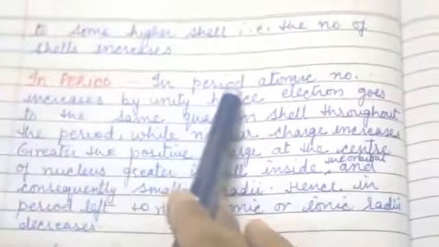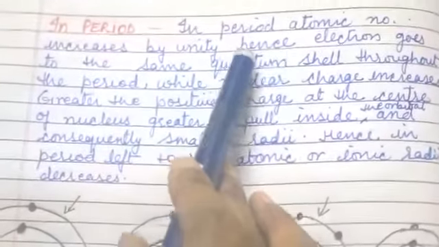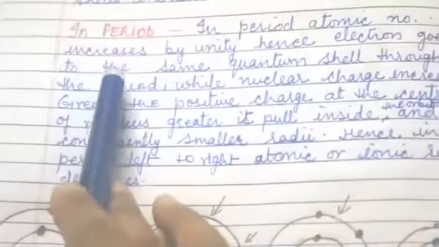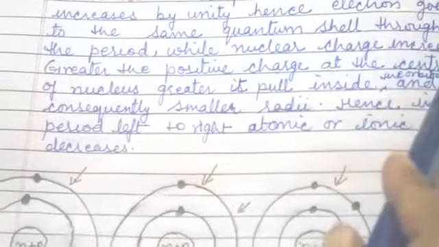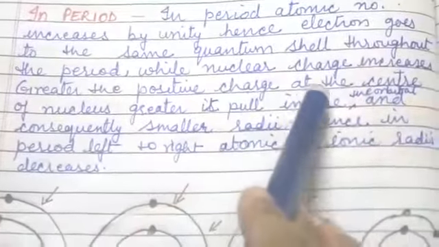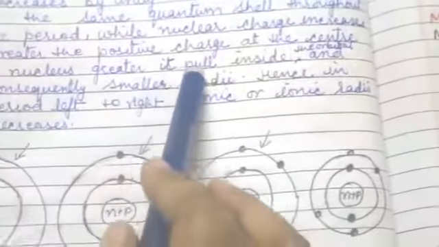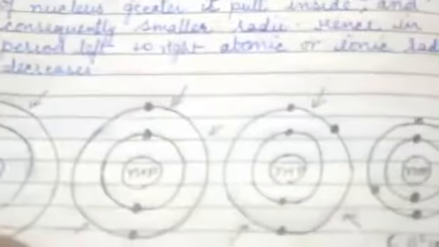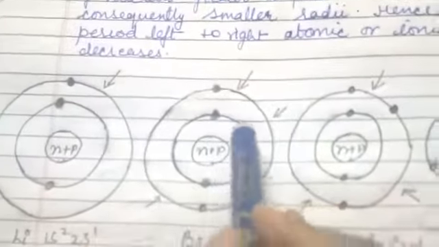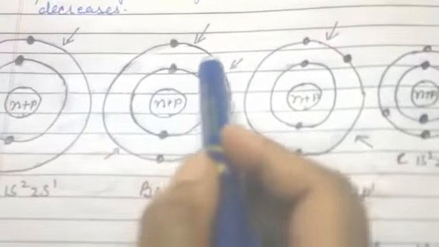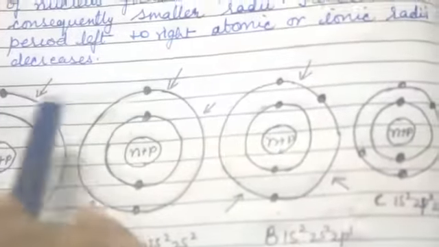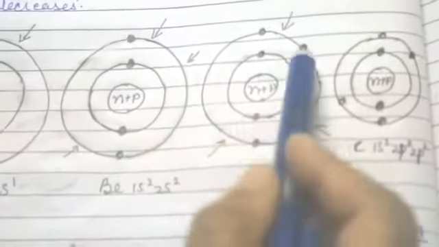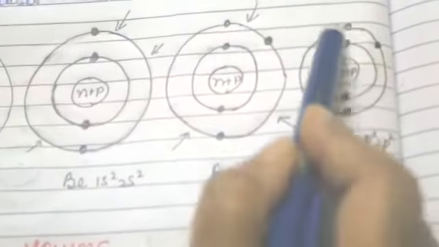In a period, atomic number increases by unity, hence the electron goes to the same quantum shell throughout the period, while nuclear charge increases. The greater the positive charge at the center, the nucleus, the greater it pulls inside. So going left to right, the radius decreases, because there are more electrons in the outermost shell as we go left to right. Here it is 2 electrons only, here 3 electrons, here 4 electrons.